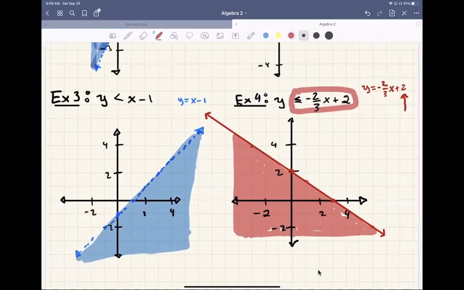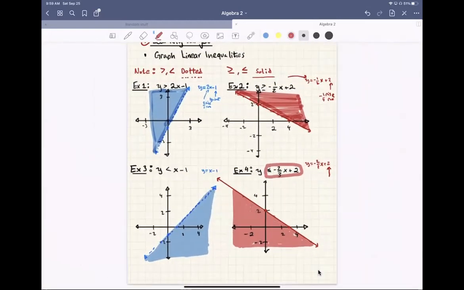This is the lesson, all right? These are your 4 graphs. And remember, if it has an or equal to, solid line. If it has just strictly greater than or less than, then you're gonna have a dotted line.